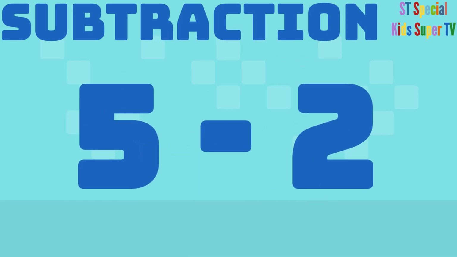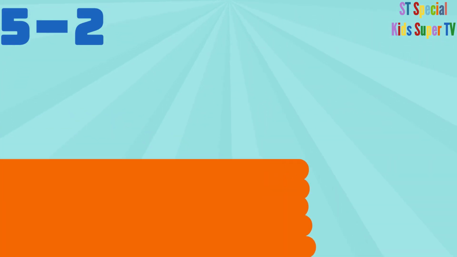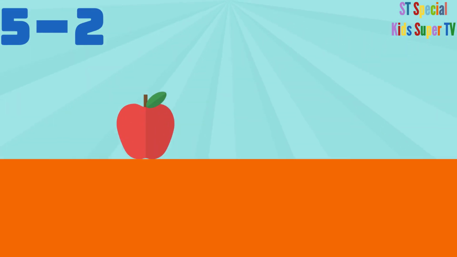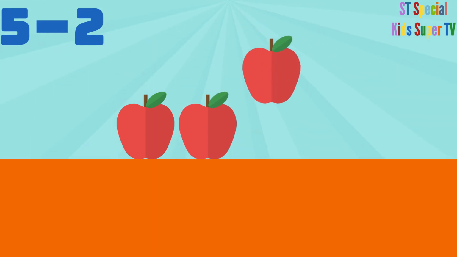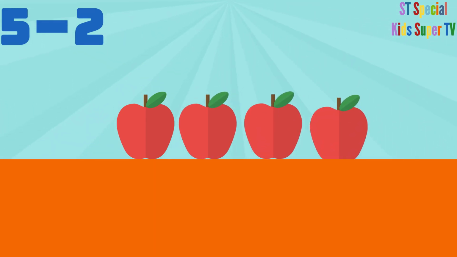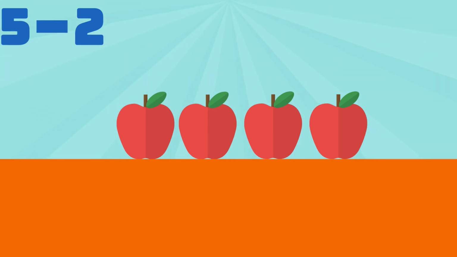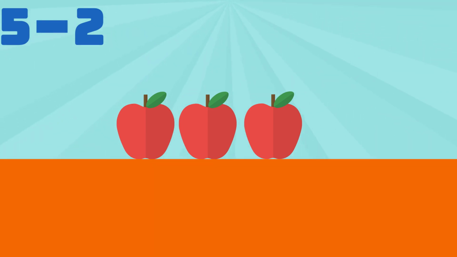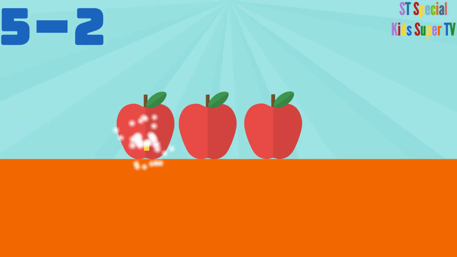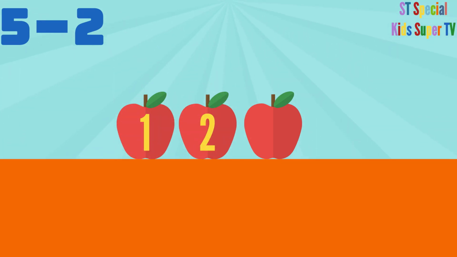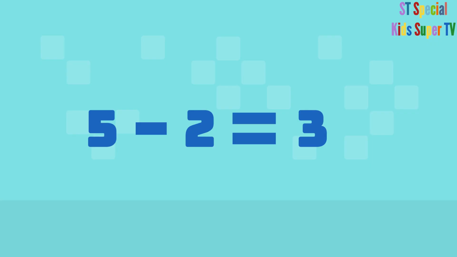Let's now calculate 5 minus 2. 1, 2, 3, 4, 5 apples minus 2 apples. So we take away 1, 2 apples. The answer is 1, 2, 3 apples. So 5 minus 2 equals 3.